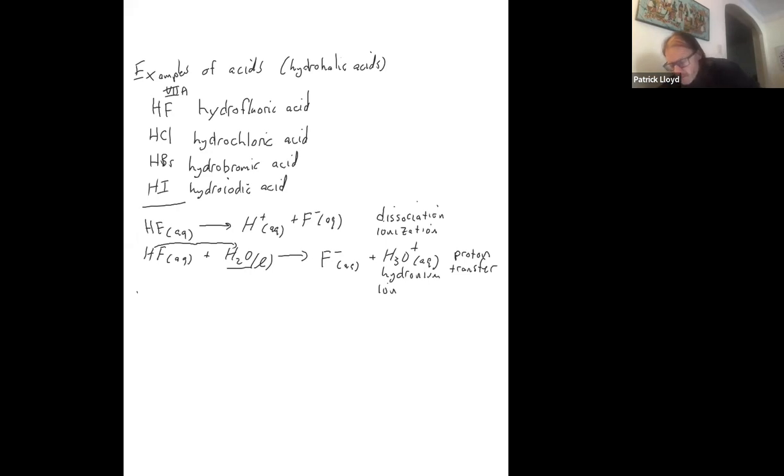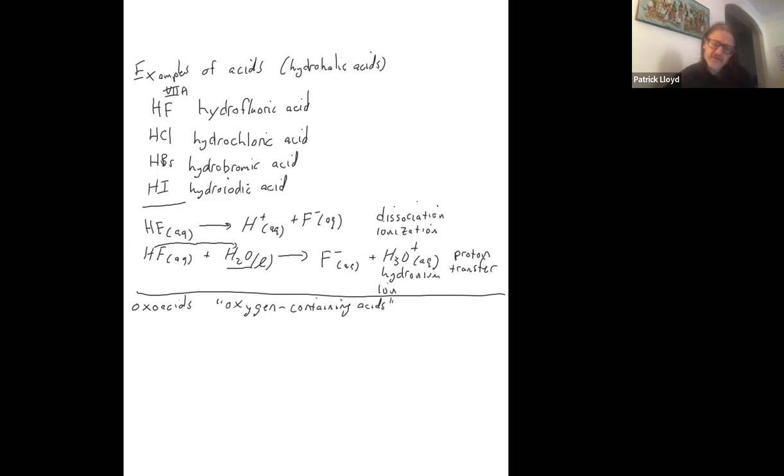There are also a much larger group of acids, which we call the oxoacids. And the oxoacids have oxygen. These are oxygen-containing acids. Pretty cool. And there's a lot of them out there. So I'm just going to give you a list of some of them. In general, the format is you have a hydrogen, or maybe more than one hydrogen. Then you have a nonmetal. Then you have some number of oxygens.